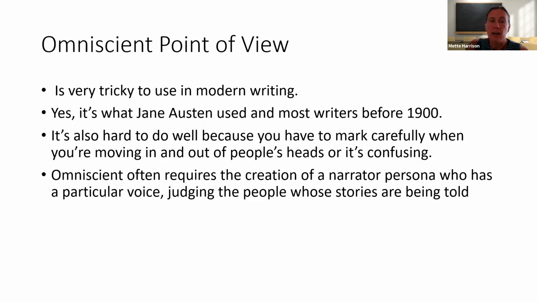If you do omniscient, then that often requires the creation of a narrator persona who has a particular voice, judging the people whose stories are being told. And again, if you go back and read Austen, you will see she does have a narrator. I don't know if that narrator is Austen herself. I don't think so. I think it's a made-up persona who's persnickety and likes to make fun of other people. And that narrator tells you things about those people, makes judgments about people. That is the way an omniscient works. Limited third person can only tell you what the different people think about themselves. There's not an overarching person telling you.